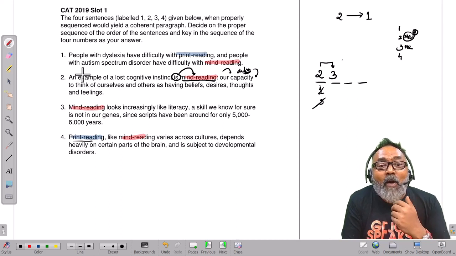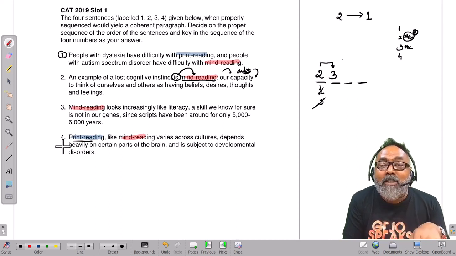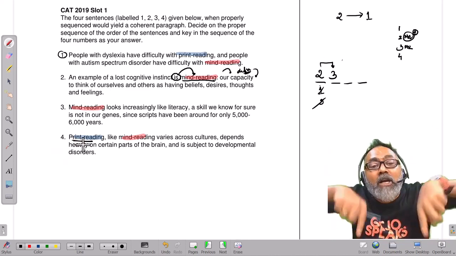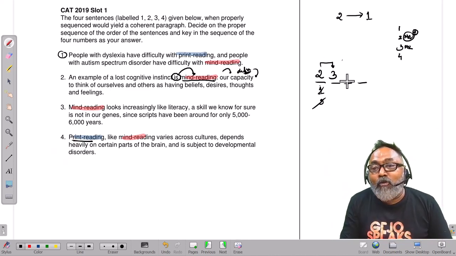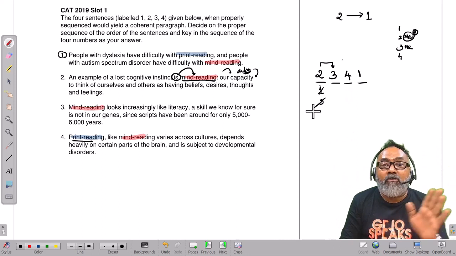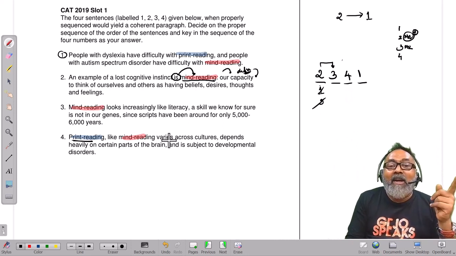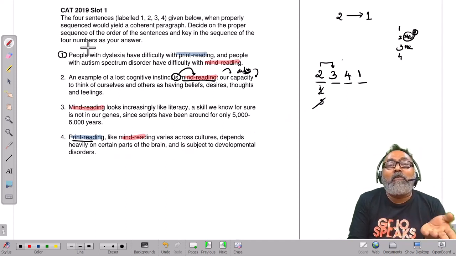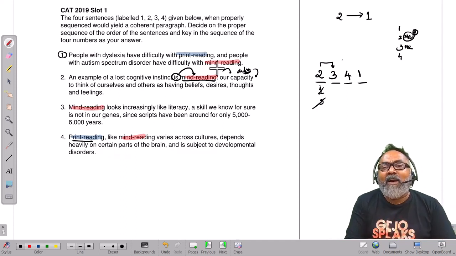Now I cannot have sentence number 1 before sentence number 4, because I know for sure sentence number 4 is where the print reading conversation started. So it has to go to 4 and then end with 1. Finished. Print reading, like mind reading, varies across cultures, depends heavily on certain parts of the brain, and is subject to developmental disorder, and people with dyslexia have difficulties. All that we handle here is simply by echo words.